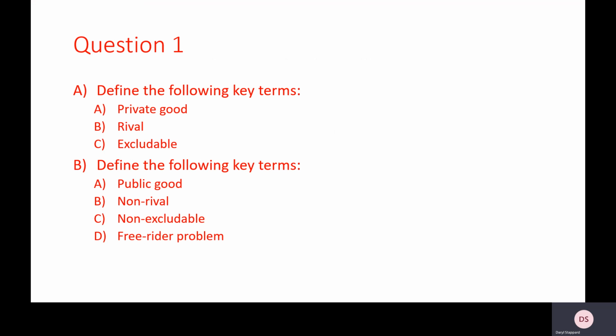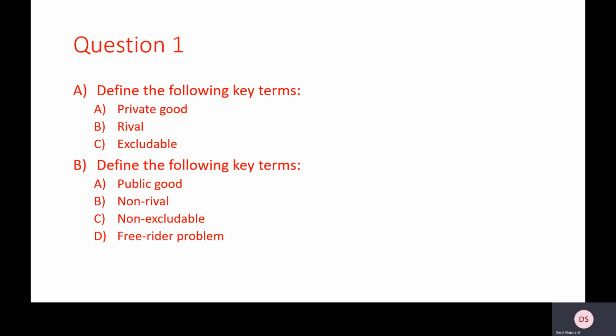Right, everyone, I now want you to think about these questions. So A, we're thinking here about private goods. Have a go at defining the following: private good, rival and excludable. If you can think of examples of products that tick these categories, that would help your understanding of this concept.